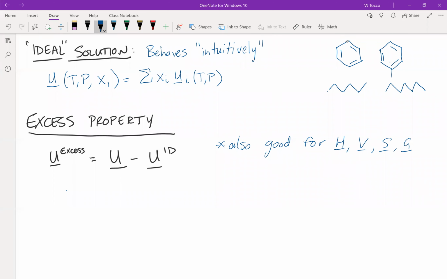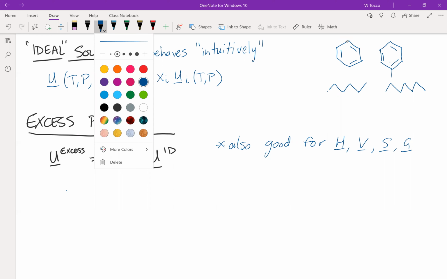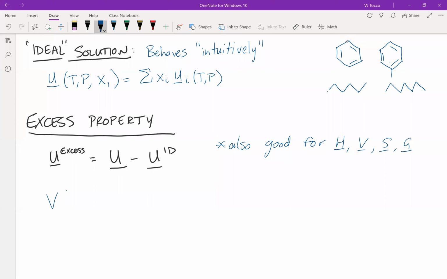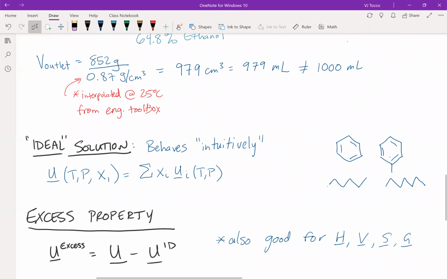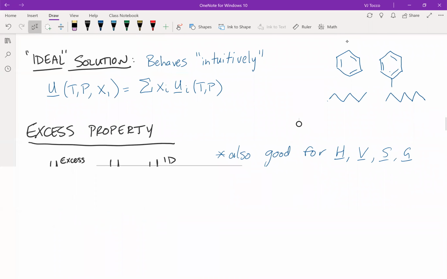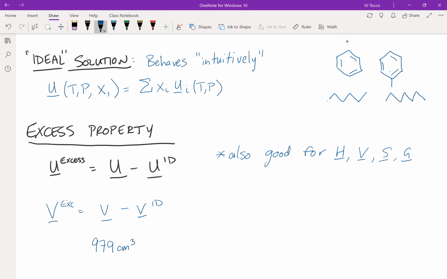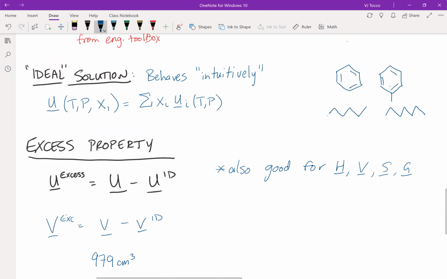So let's calculate the excess molar volume from the example above. I'll just apply the same equation to the volume now. So V excess is equal to V under bar minus V under bar ideal. We've already calculated what V under bar is. That's the actual volume that it takes up, 979 centimeters cubed. But we don't have the ideal molar volume.